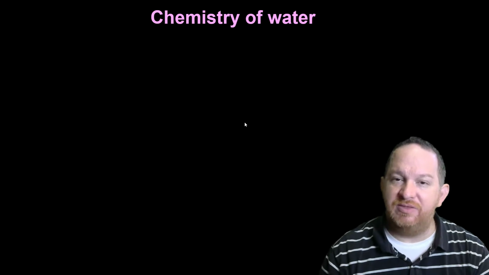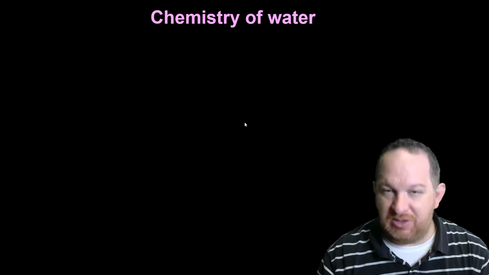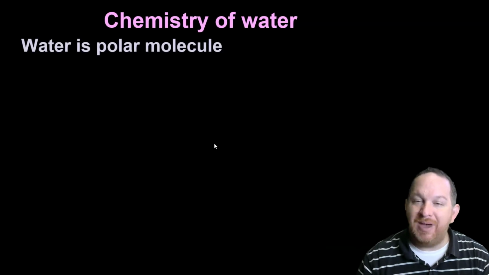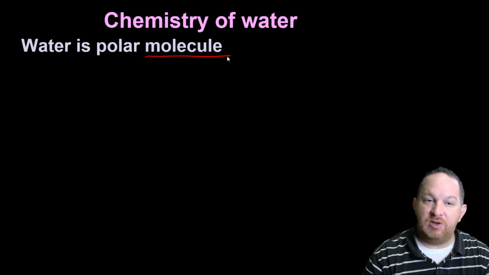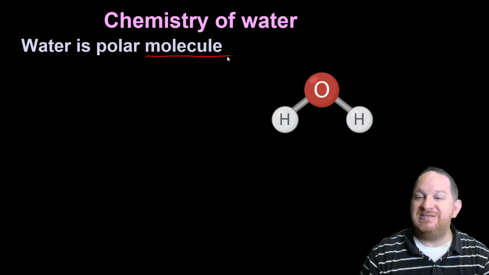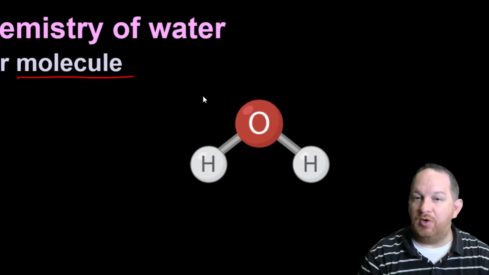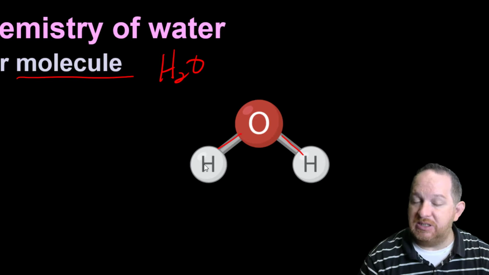So we'll start with the chemistry of water. Think back to your chemistry class, and you may remember that different molecules have different properties. Well, water happens to be a polar molecule. What does that mean? All right, let's look at water. We know water, H2O, right? 1 oxygen, 2 hydrogens. Well, this is a molecule, and it has some bonds, right? The hydrogen bonded to the oxygen here, that hydrogen bonded to the oxygen.